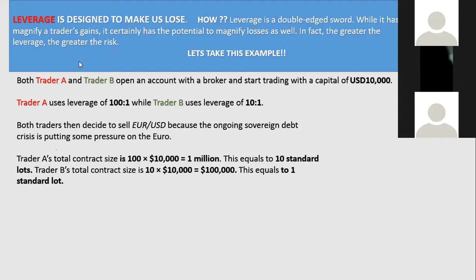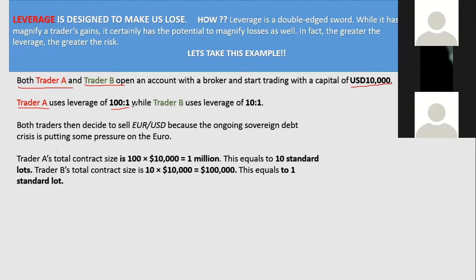So leverage is designed to make us lose, right? Let's take this example. We have an idea of what leverage is now. I don't want us to go too deep, so it's not just talking and talking. Both trader A and trader B open an account with a broker. Let's follow this example. They start trading with the same capital of $10,000. Trader A utilizes a leverage of 1:100.